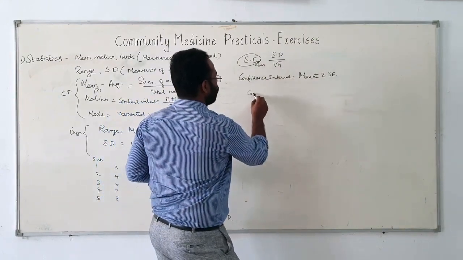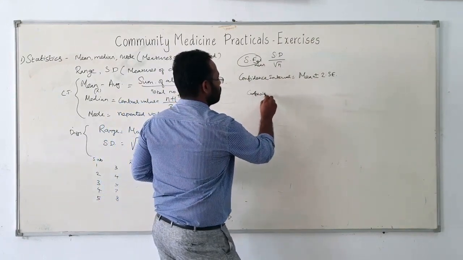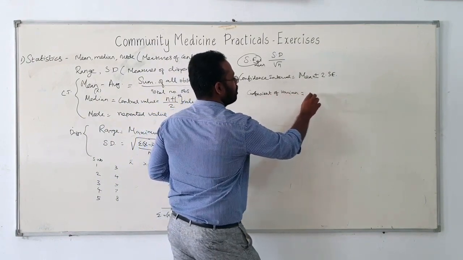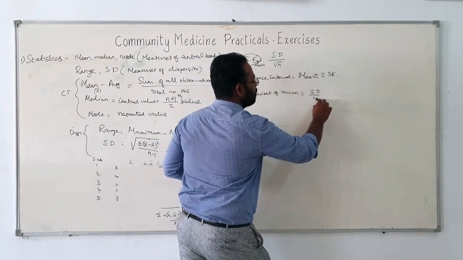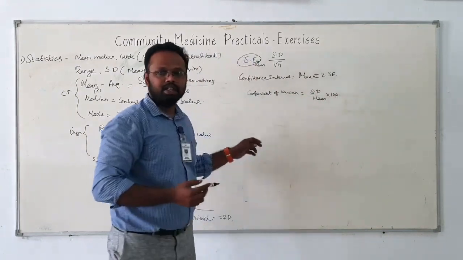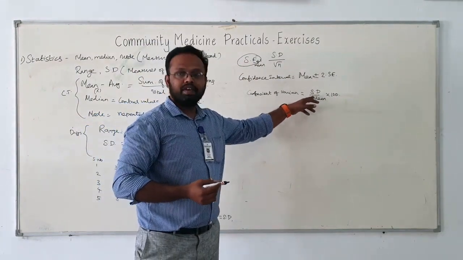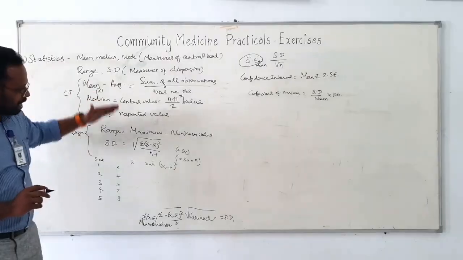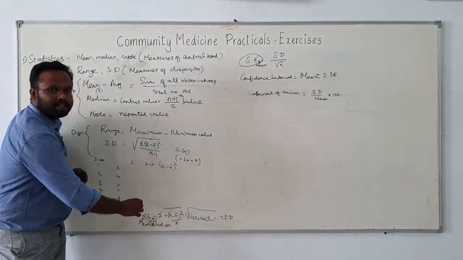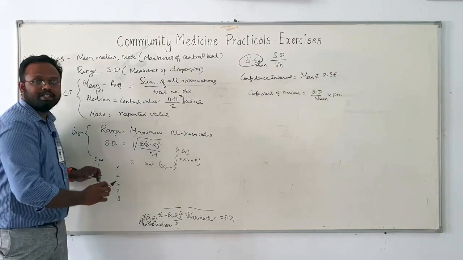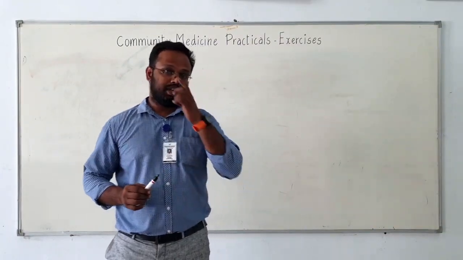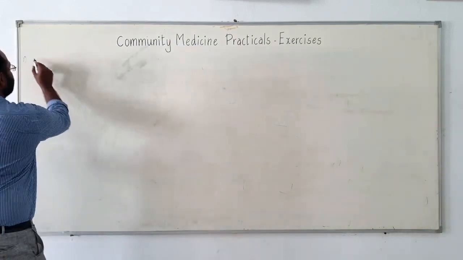Then you can calculate the coefficient of variation, given by the formula standard deviation divided by mean into 100. Coefficient of variation is expressed in percentage. You can also derive mean deviation, that is sigma x minus x bar divided by n. Now the second problem is about the tests of significance.